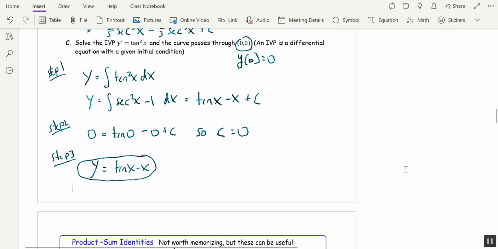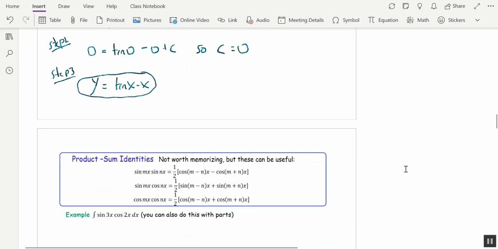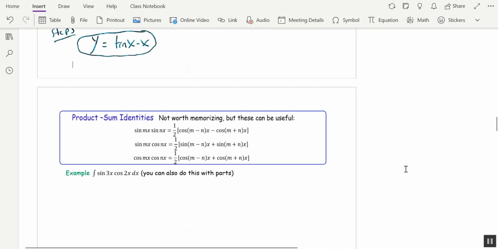Okay, one more. Product to sum identities. Don't memorize them, but they're handy when you need them. Product to sum identities are going to work well for integrals like this. If we look through this list, let me number these, the most appropriate identity to use would be number 2, because I have sine 3x cos 2x. So I'm going to use 2 with m equal 3 and n equal 2.